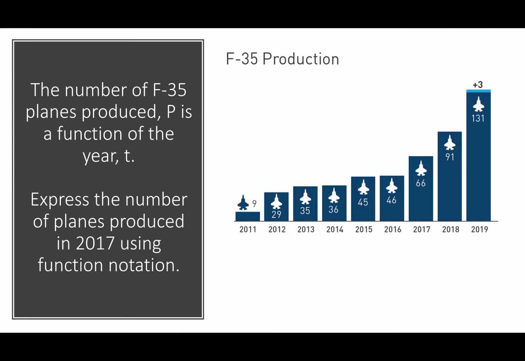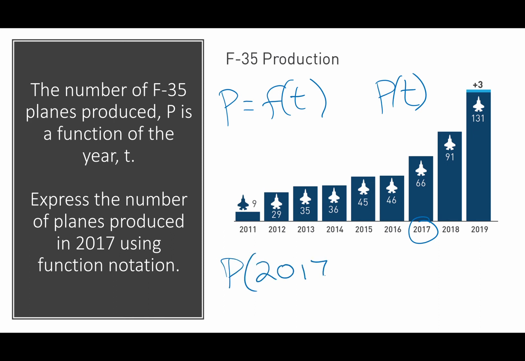For our next example, we have a graph that represents the number of F-35 planes produced as a function of the year. We can write that P equals f of T or P of T. Again, the year is on the inside, that's our input, P is on the outside. The number of planes, that's our output. So express the number of planes produced in 2017 using function notation. Well, we know that 2017 is going to be our input, so we can go ahead and put that inside our parentheses. P of 2017 is, what is that equal to? Well, the number of planes produced, which was 66.